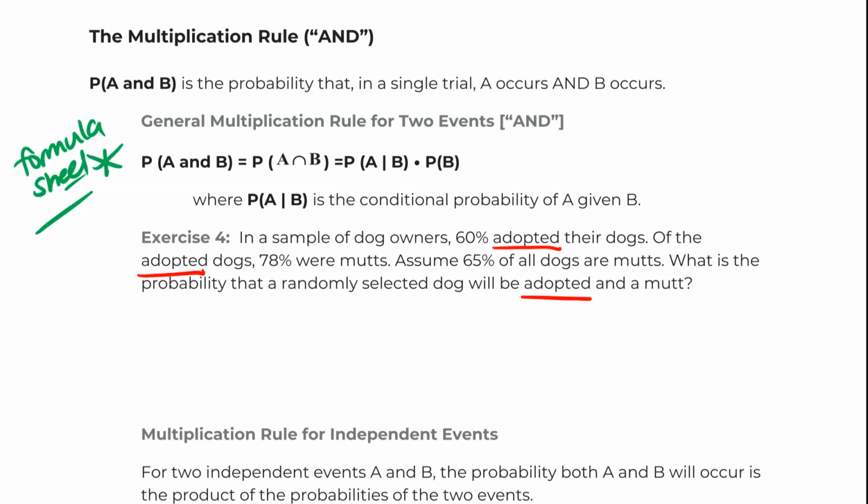And it also feels like we have a lot of talk about whether or not a dog is a mutt. So use whatever letters you want. I will use the obvious letters A and M as I translate these. And also go ahead and circle all the given probabilities, all these percentages. And then we're looking for one in the end.